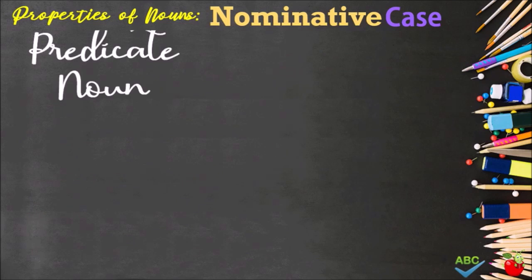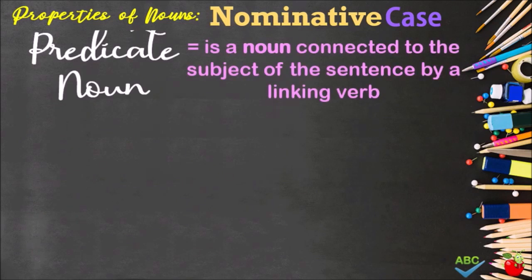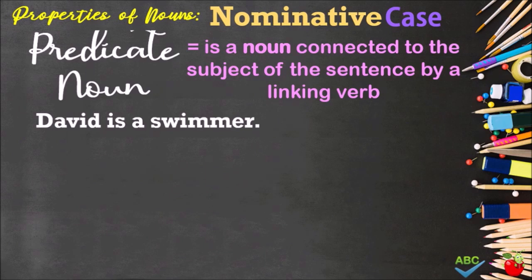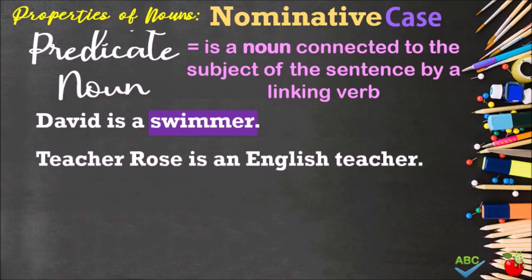Now, let us discuss the predicate noun. A predicate noun is a noun connected to the subject of the sentence by a linking verb. For example, David is a swimmer. In this sentence, the linking verb is connects the subject, David, to its predicate noun, swimmer. Swimmer is the predicate noun in the sentence. Teacher Rose is an English teacher. In this sentence, the linking verb is connects the subject, Teacher Rose, to its predicate noun, teacher. Teacher is the predicate noun in the sentence.